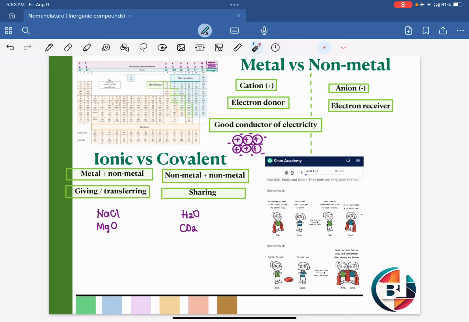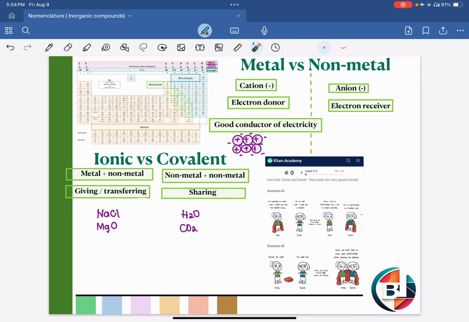Here are some examples. Sodium chloride and magnesium oxide are ionic compounds because they consist of metals, which are your sodium and magnesium, and nonmetals, which are your chlorine and oxygen. Water and carbon dioxide are examples of covalent compounds because they are sharing electrons.